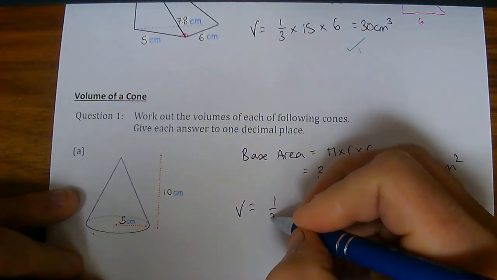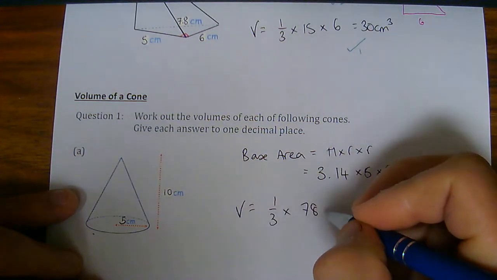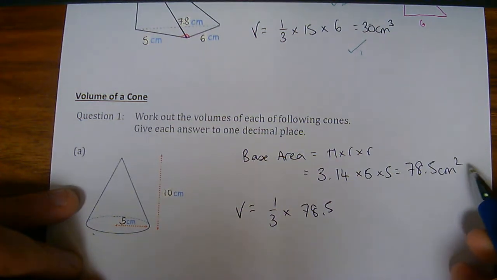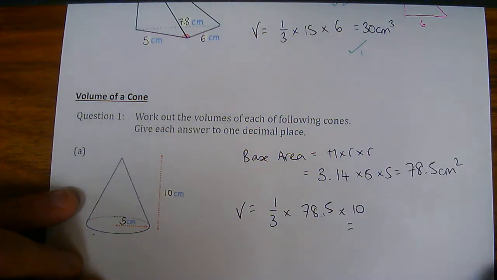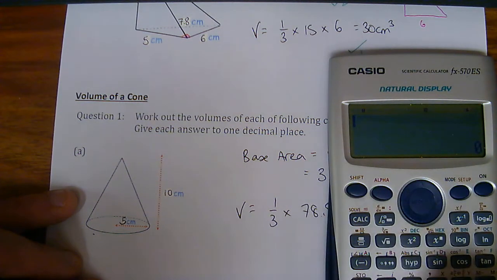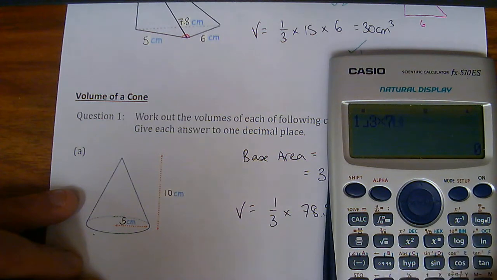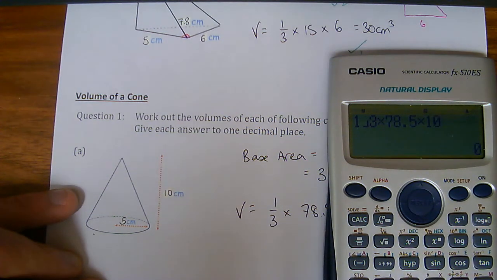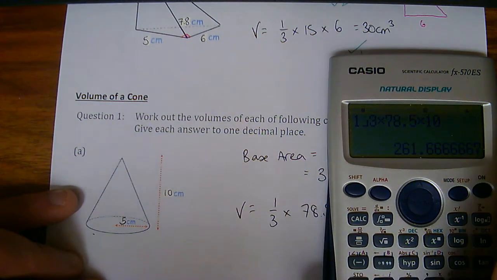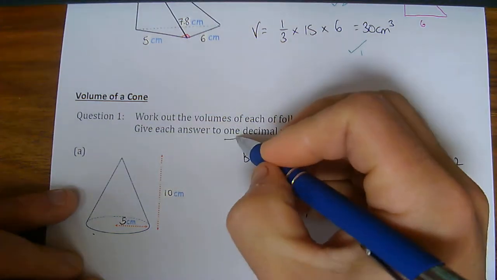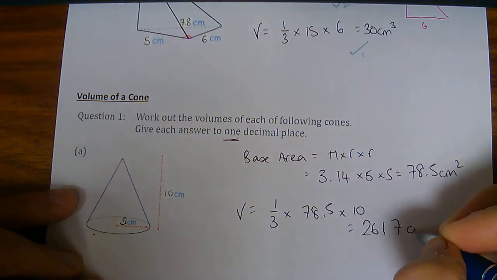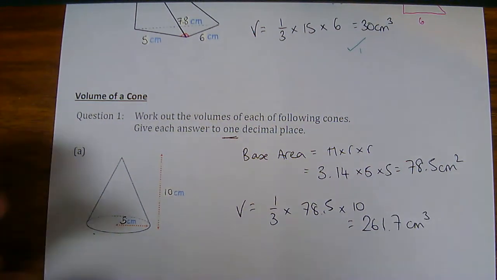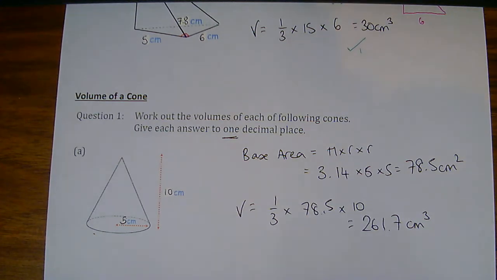My volume then is 1/3 times by that base area, 78.5. Remember, if you've got more decimal places here, you'd have to put everything in here. Don't round mid-question. And we times by 10. So I'm going back to my calculator. I've got 1/3 times by 78.5 times by 10, get my answer 261, and it's asking me to go to 1 decimal place, so it's 261.7 centimeters cubed. 3 different types of questions, 3 lots of working out, so 3 marks for the working out for each question.